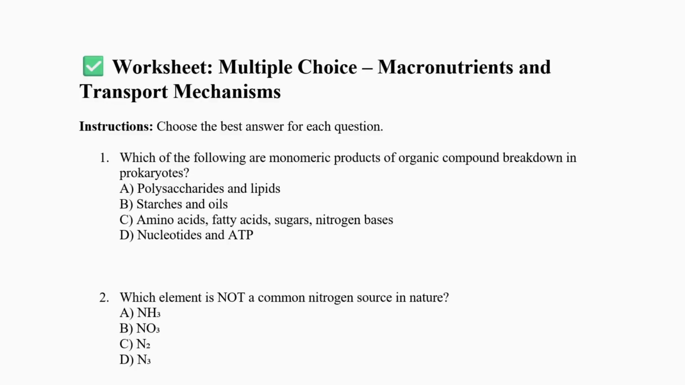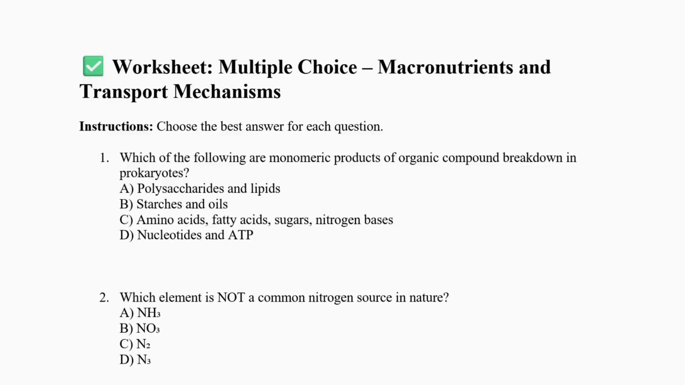Worksheet number 2. Here are the instructions. Choose the best answer for each question. So again, the answers are coming from the notes. So review your notes. You can pause the video, answer the question, follow along, whichever is best for you. So it's multiple choice. Let's start with number 1.